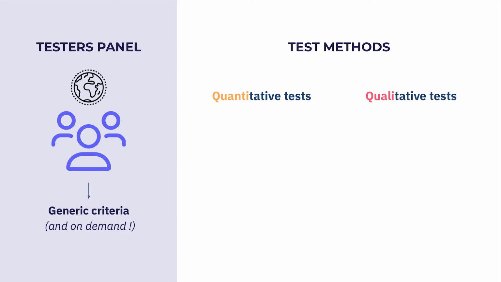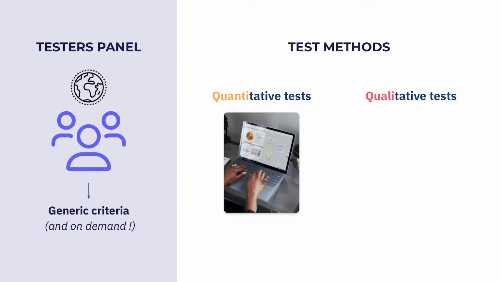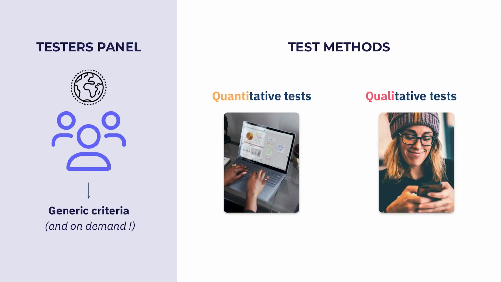You have the option of conducting qualitative or quantitative tests. Quantitative tests will allow you to measure the ergonomy of your interface by obtaining statistical data representing your entire target audience. This data will allow you to validate or invalidate your research hypothesis. Qualitative tests will allow you to describe your interface in a more subjective way by understanding the motivations, reasoning, behaviors, and emotions of your users.